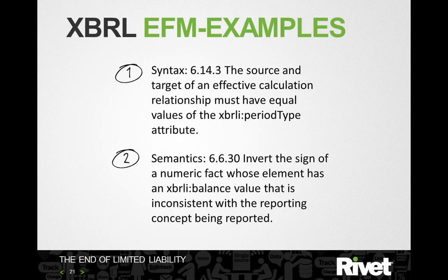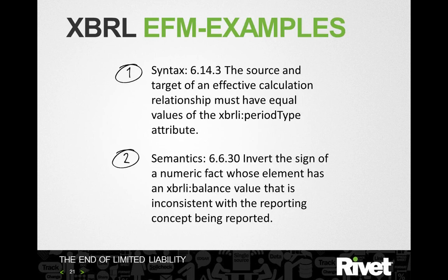There's a lot in the EFM, but just to give one example of each, the first example is syntax, and this is section 6.14.3, which says that you can't have the source and target of a calculation relationship with different values of the period type. So basically, you can't have a calculation with an element that has an instant period type and an element that has a duration period type. But because this is a syntax requirement, it's very easy for validation tools to automatically verify these things and trigger them. So you might want to use automatic validation to check that.